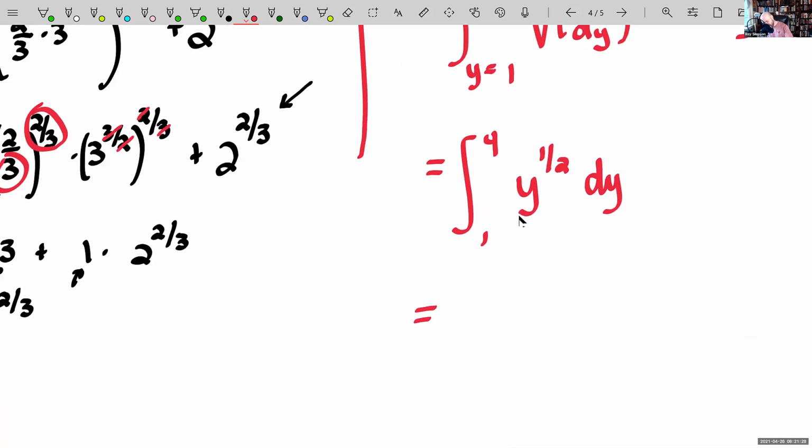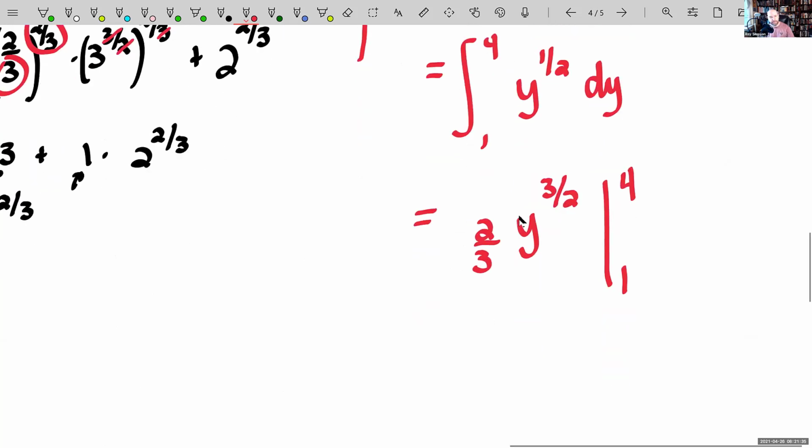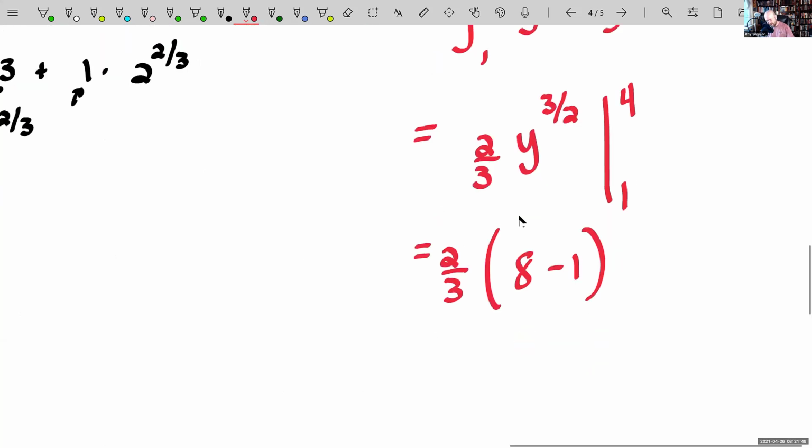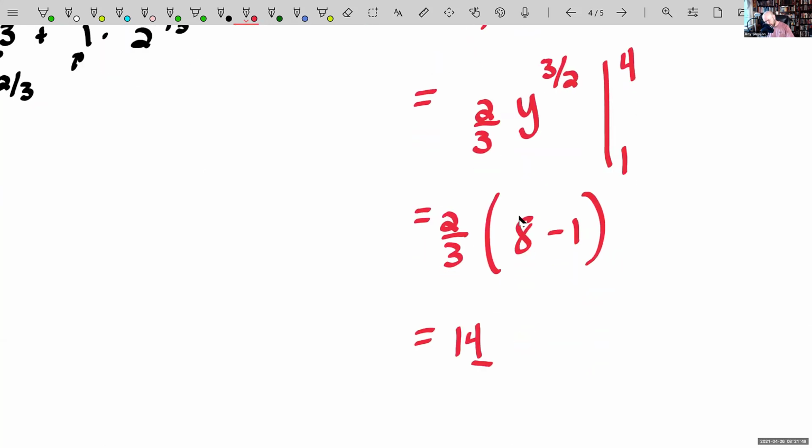Antiderivative, y to the 3/2 times 2/3 from 1 to 4. 2/3 times the square root of 4 is 2, cubed is 8, minus 1. That's 7, so 14/3.